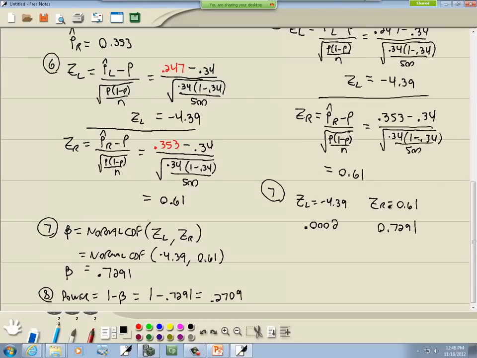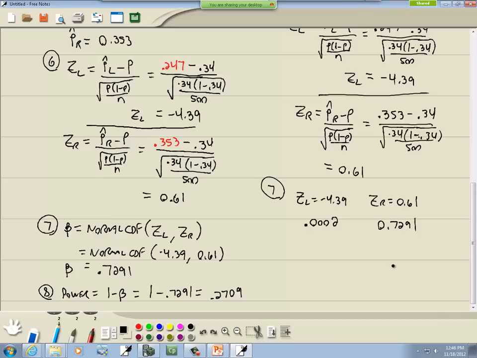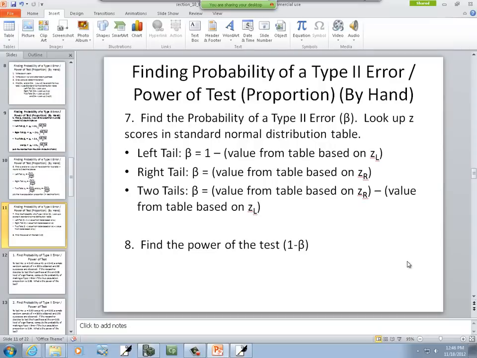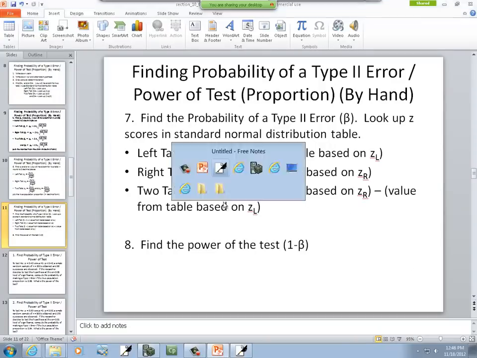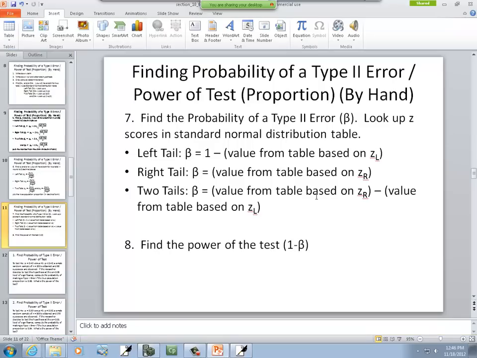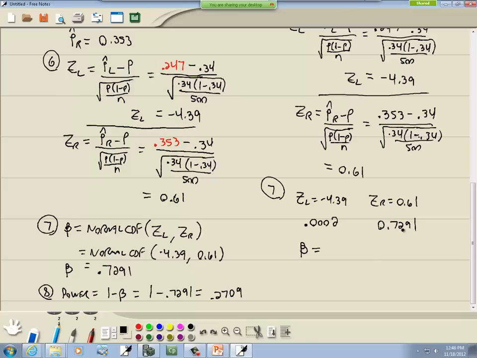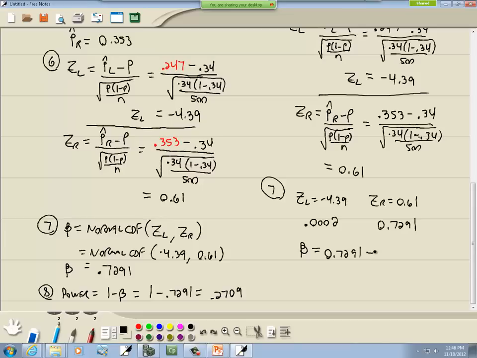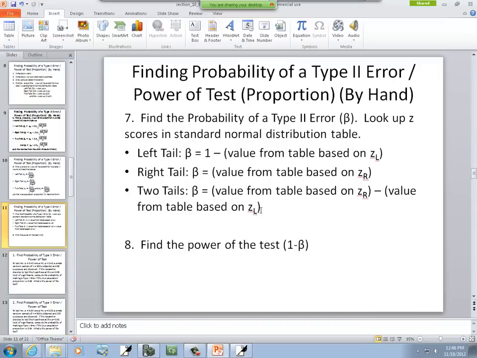I bet this will be off a little bit. Okay. Now this says for two tails, beta is equal to the value from the table based upon z sub r, which is this one, 0.7291, minus the value from the table based upon z sub l.